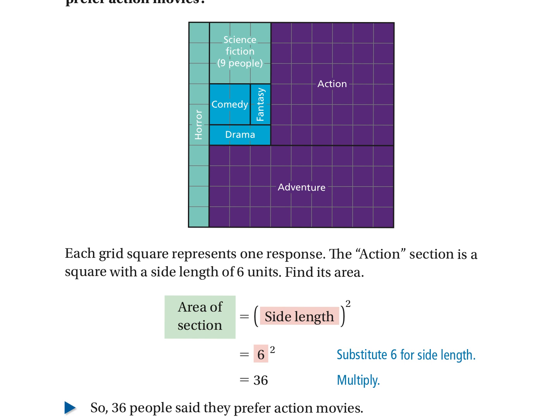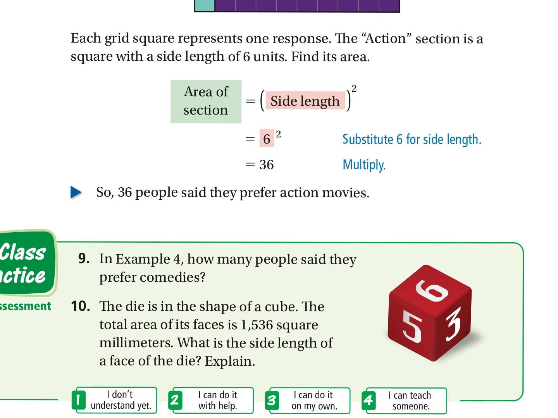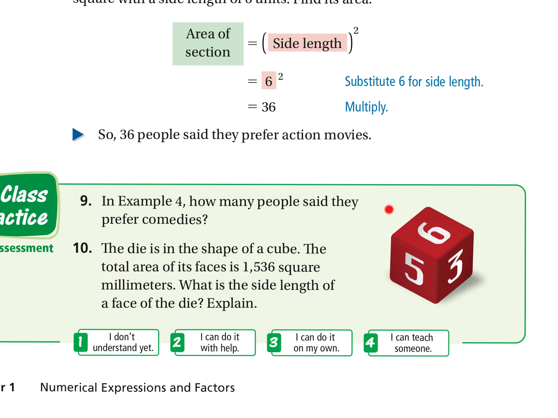You can. Number 10 says the die is in the shape of a cube. The total area of its face is 1,536 square millimeters. What is the side length of a face of the die? Explain. Okay, so we're looking at this picture of the die right here. How can I figure out the side length of one face of the die?